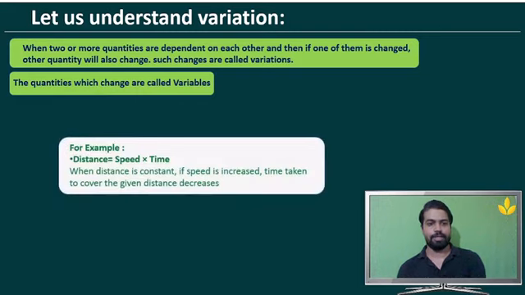For example, in this formula, distance is equal to speed into time. When the distance is constant, if the speed is increased, the time to cover will also decrease. That is, they are connected in that way.